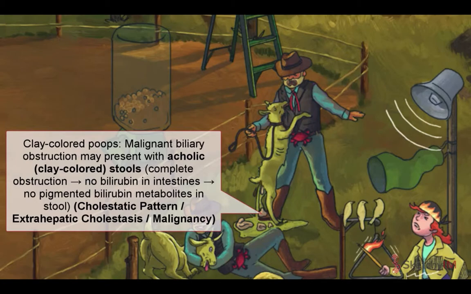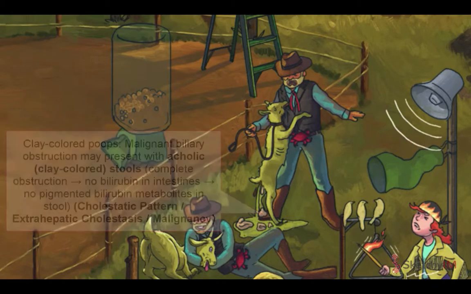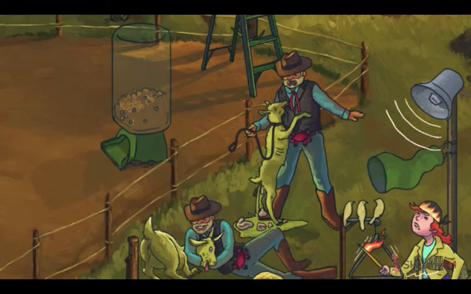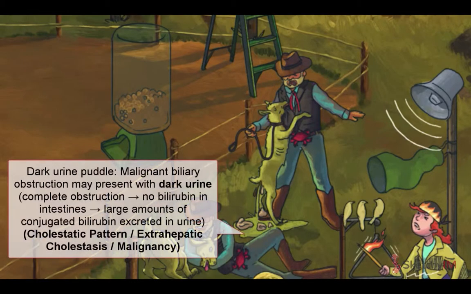Patients with malignant obstruction may report unusually light, clay colored stools. Why? Compared to other causes of extrahepatic cholestasis, malignancy is more likely to cause complete or near complete obstruction. The result? Little to no bilirubin reaching the intestines. Normally, bilirubin is metabolized by gut bacteria into urobilinogens, which, once oxidized, are converted into the pigmented molecules urobilin and stercobilin, responsible for the brown color of stool. Without these pigments, the stool appears clay colored, or acholic.